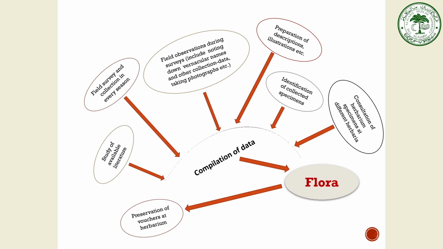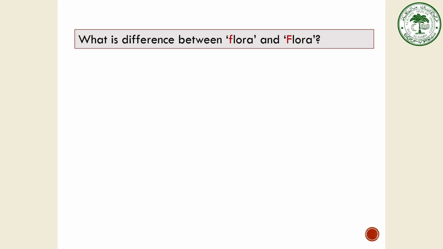So we can see Flora has a number of pieces of information that are useful in many categories, like consultation of herbarium specimens in different herbaria. It is also used in the identification and collection of specimens. It is also used in the preparation of descriptions and illustrations, field observation, field survey, study of available literature, and preservation. So this information is used in the writing of a Flora.